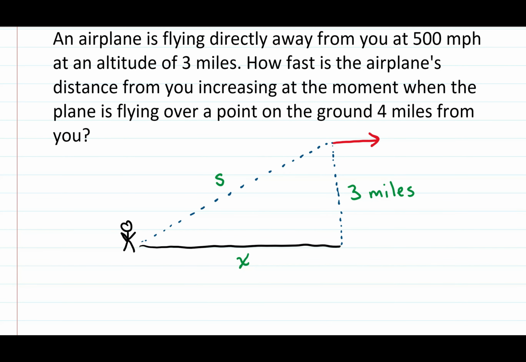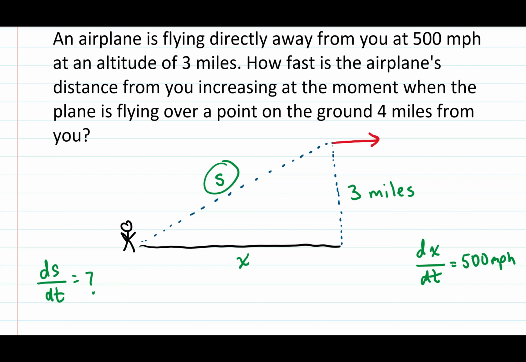So here's our diagram. Because the plane is in level flight directly away from you, the rate at which x changes is the speed of the plane, and that's dx/dt equaling the 500 miles per hour. The distance between you and the plane is s. It is that ds/dt which is what we're trying to find out. We want to figure this out.